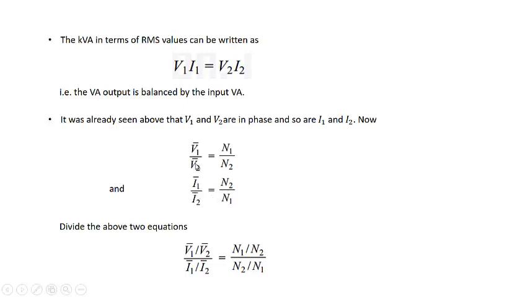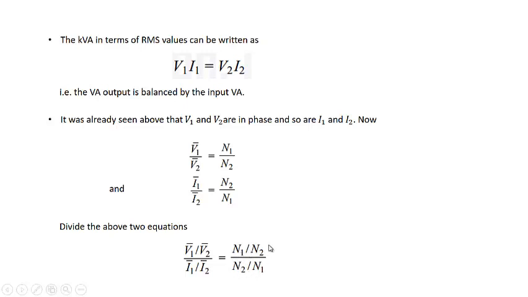I will divide these two equations, that is V1 by V2 divided by I1 by I2 is equal to N1 by N2 divided by N2 by N1. So it will be like this. I will write it as V1 by I1 multiplied by I2 by V2. Taking this I2 by V2 to the other side, it will be equal to V2 by I2 into N1 by N2.